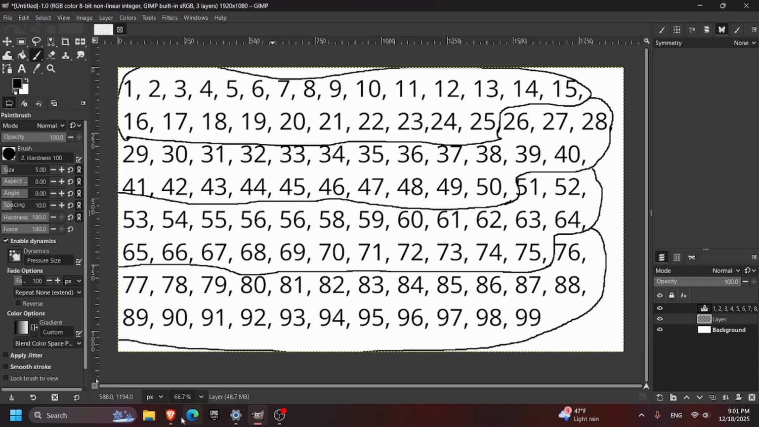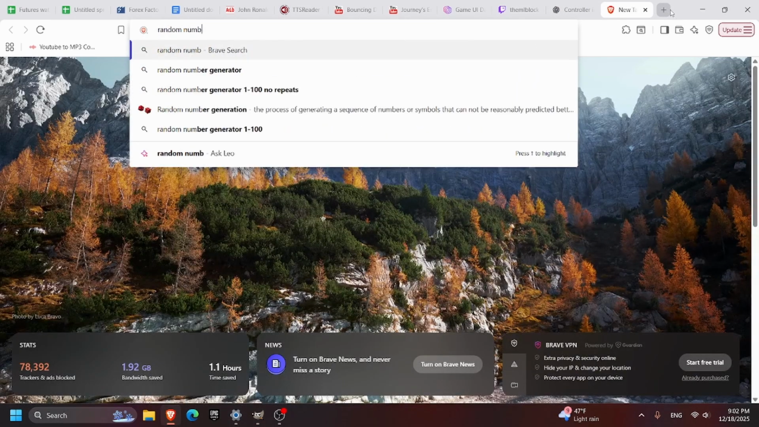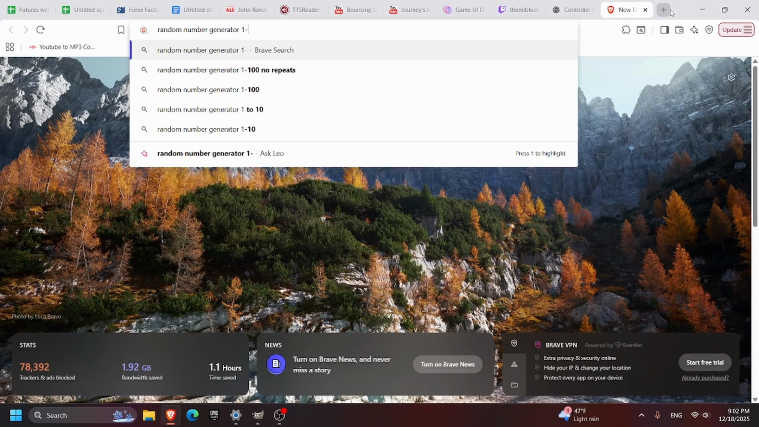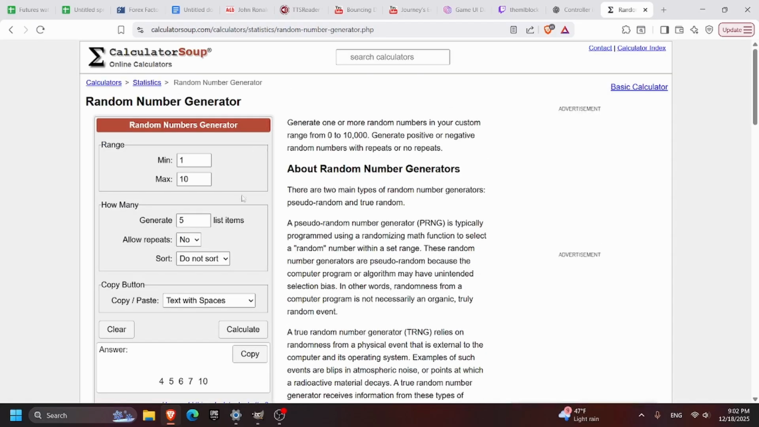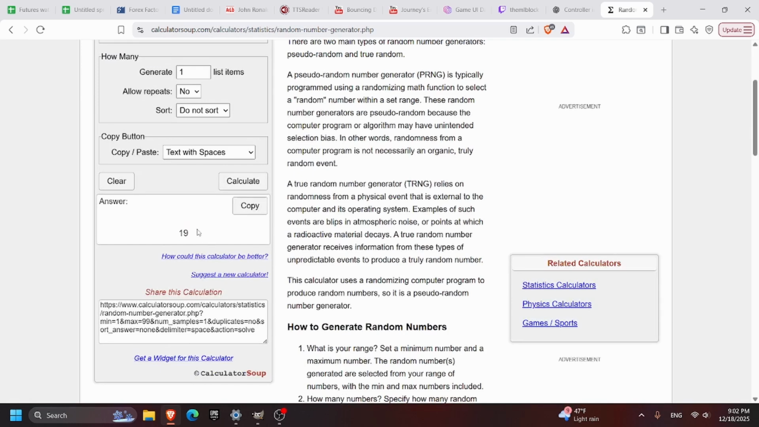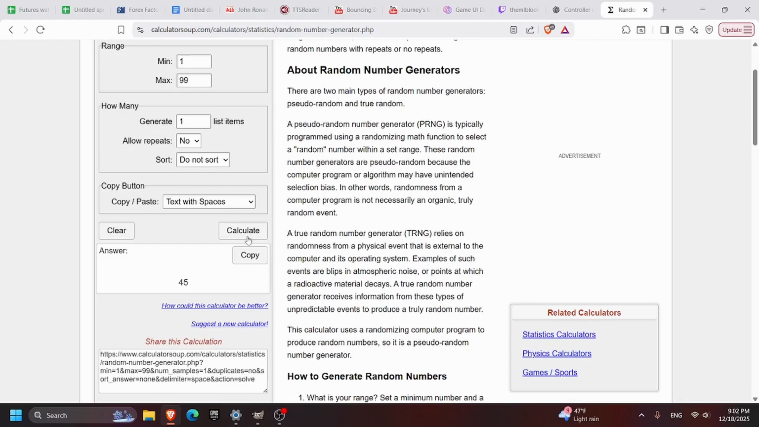Now what I would suggest is that you can go to Google and type in random number generator, 1 to 99, generate one item. Calculate. And you are given 19. Calculate. You are given 74. 45. You can use this to practice, and I would recommend practicing until you get it down.